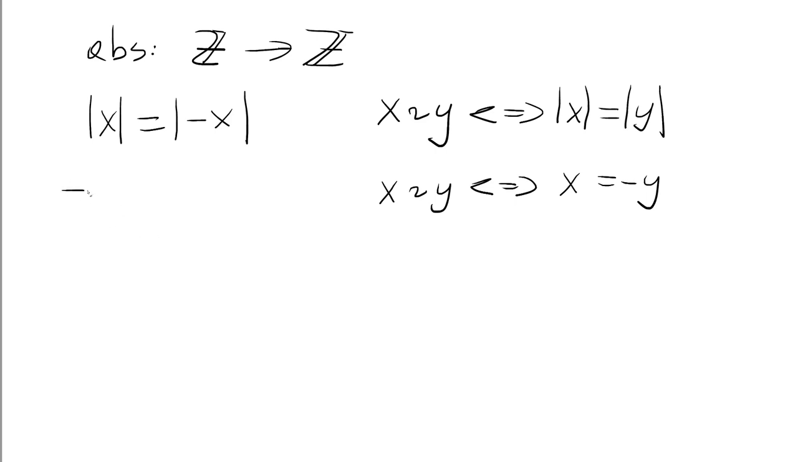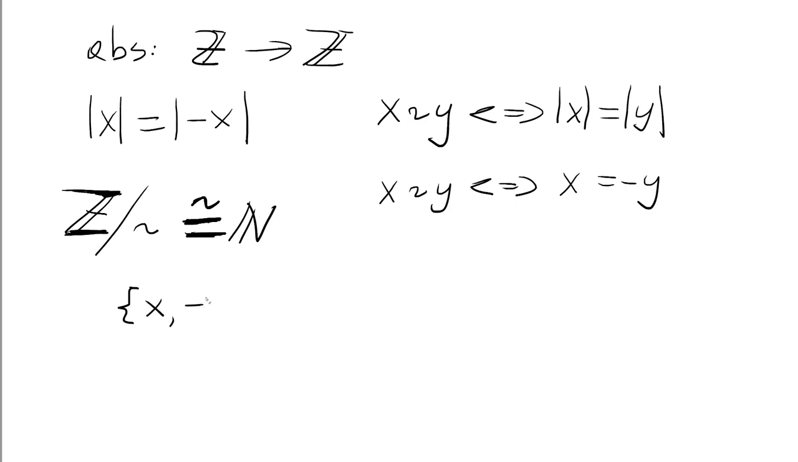So first thing we consider is this set of integers quotiented by this equivalence relation. What does that look like? We consider the set of equivalence classes of this relation. This is just the set of natural numbers, because it's isomorphic to the set of natural numbers. For every natural number x, there is an equivalence class of x and minus x. This is what the set of equivalence classes looks like.